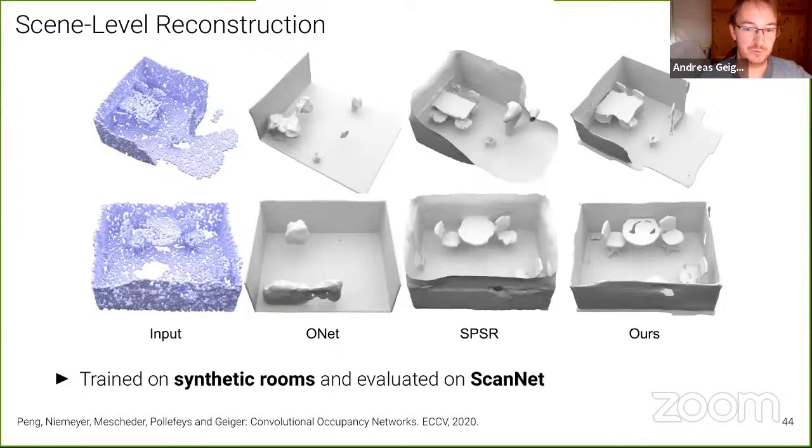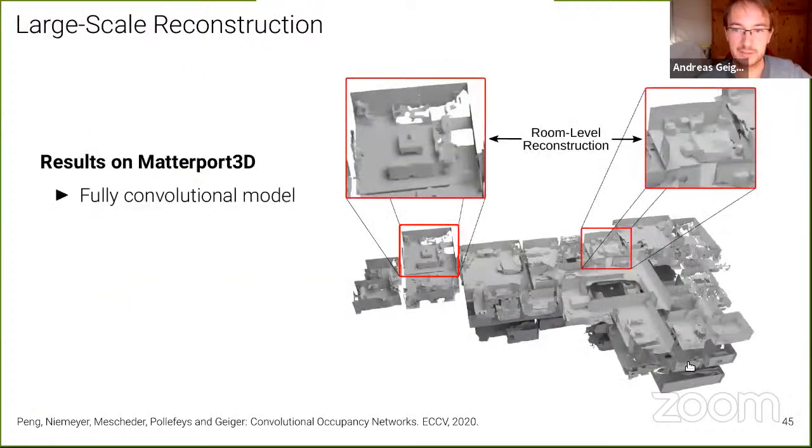Here are some results. What we did here is we trained on our synthetic rooms, very simplistic synthetic rooms using this ShapeNet data set put together. And then we evaluated using this synthetically trained network on a real ScanNet data set, from a real Kinect sensor, and it does decently well. And here's a result on the Matterport data set.